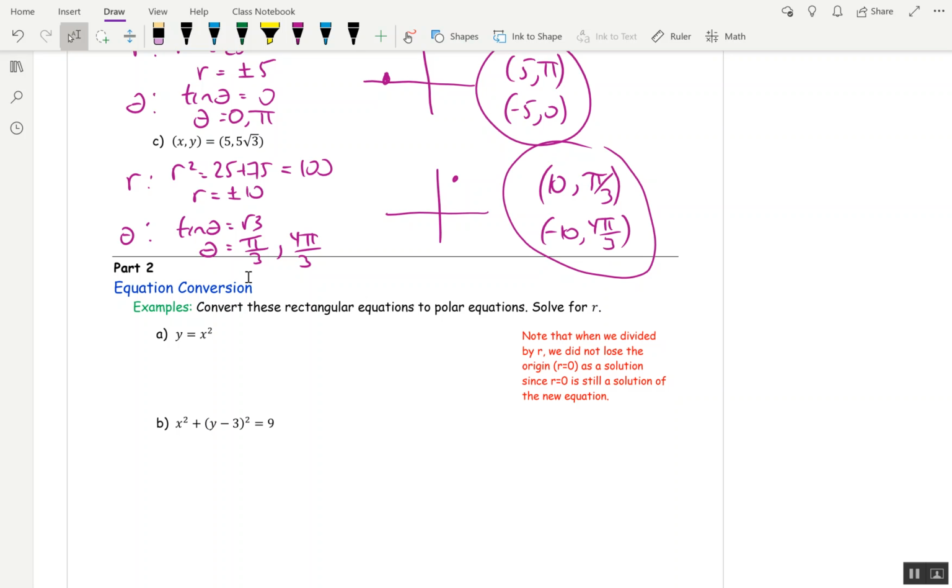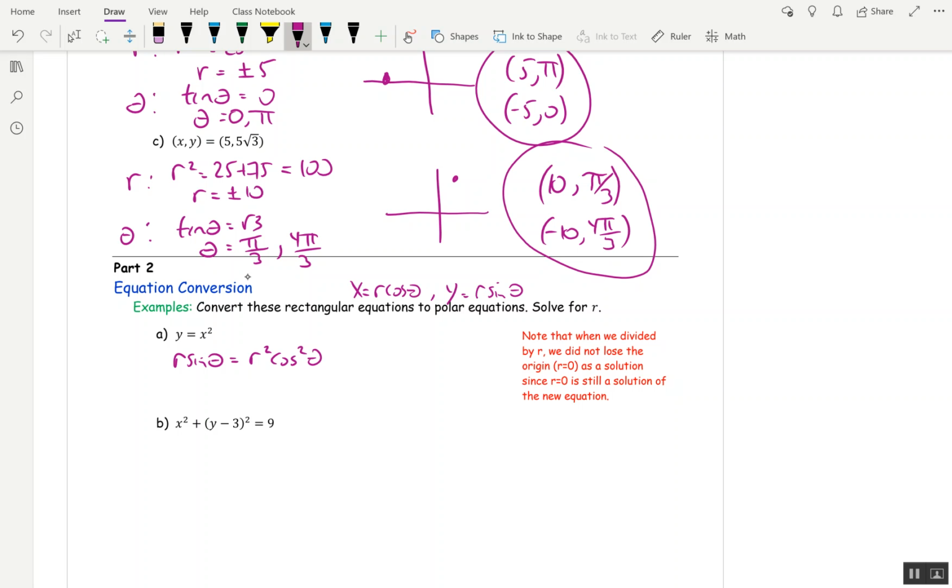When we're going from rectangular to polar, everywhere we see an x, we put in an r cos theta, and everywhere we see a y, we put in an r sine theta, and then we're good to go. So there's really very little thought required. So on this one, we've got r sine theta equals r squared cosine squared theta.